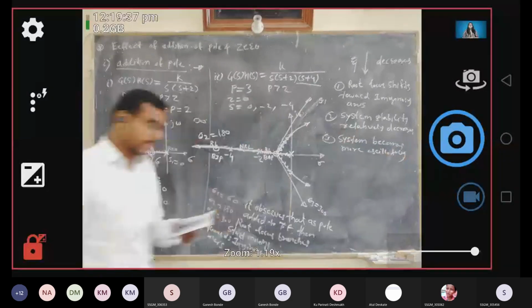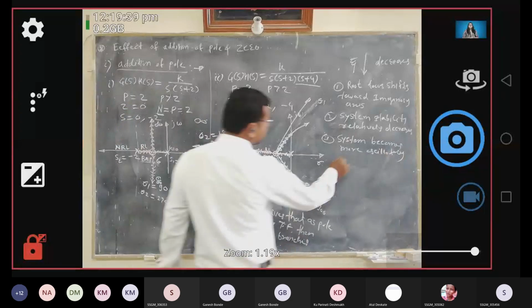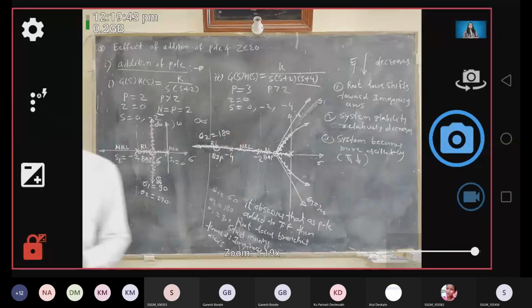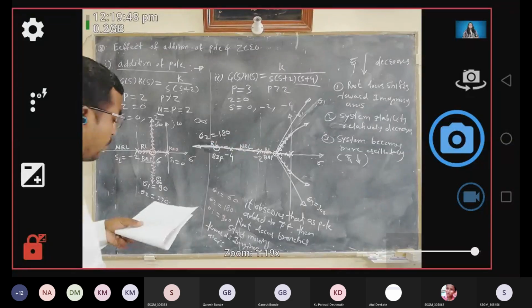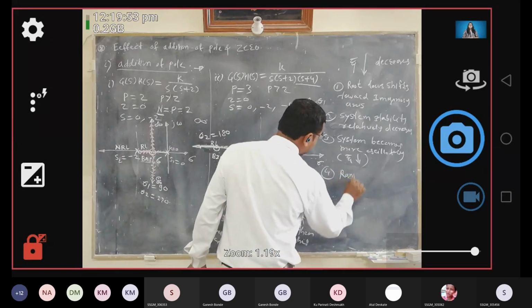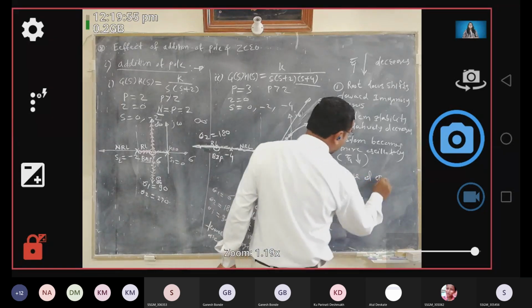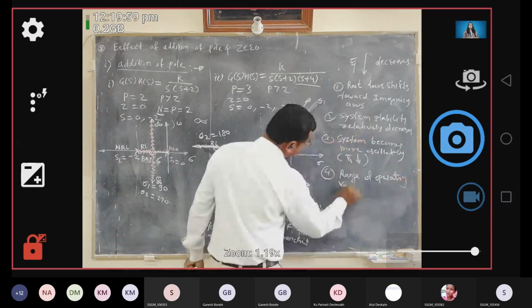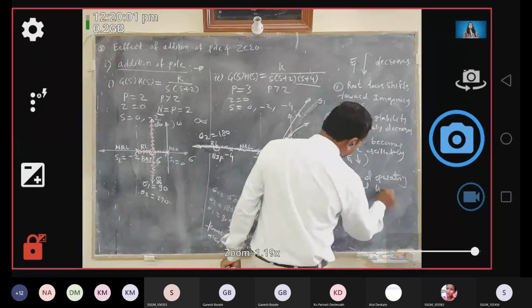Okay, because the reason is that as the value of damping ratio zeta decreases. And the last point: the range of operating values of k for stability decreases.